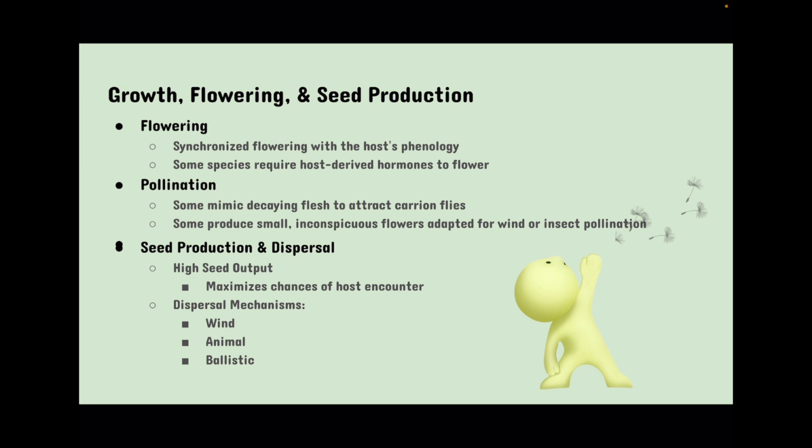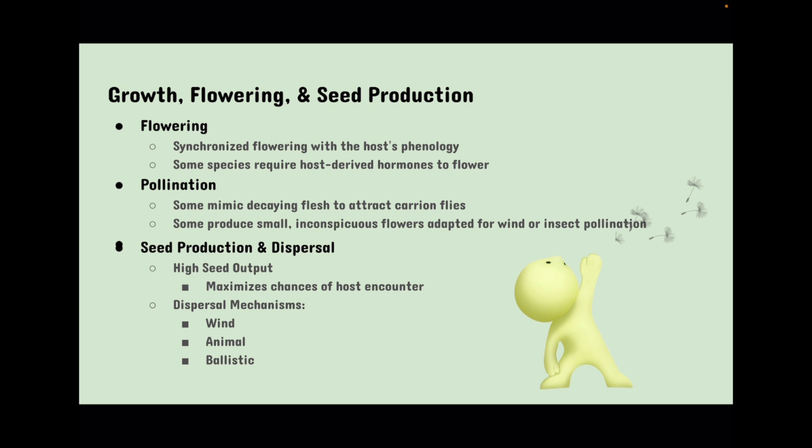First, the plant flowers, often flowering at the same time as their host, as some parasites require host-derived hormones in order to flower. Next, the flowers are pollinated. Some parasites are able to mimic decaying flesh to attract carrion flies, while others produce small inconspicuous flowers adapted for wind and insect pollination.